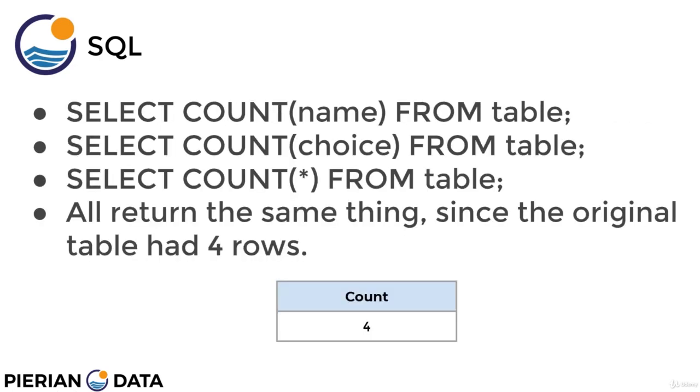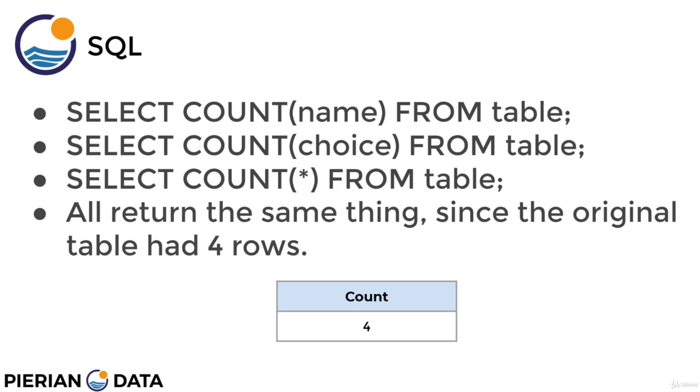Which is why, whether you call select count(name) from table, select count(choice) from table, or select count(*), which is just saying select the count of all the rows for all the columns in the table, they should all return the same thing. Since the original table has 4 rows, that means each column has 4 rows, which is why you usually just see an asterisk from the table.